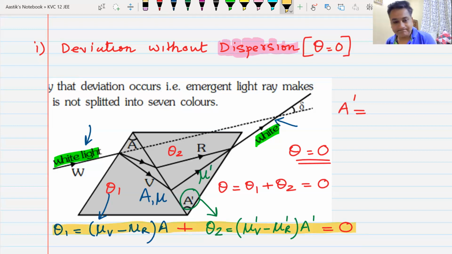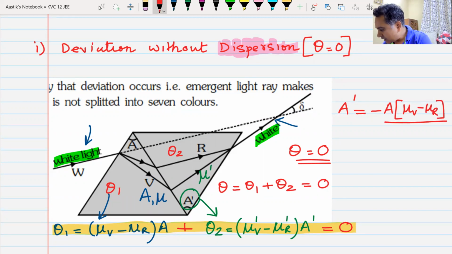Mu V minus mu R divided by mu dash R minus mu V into A. Instead of saying it that way, we say minus taken outside, multiplied by A. A is multiplied by mu V, the refractive index of violet light for the first prism, minus mu R, divided by mu dash V minus mu dash R.